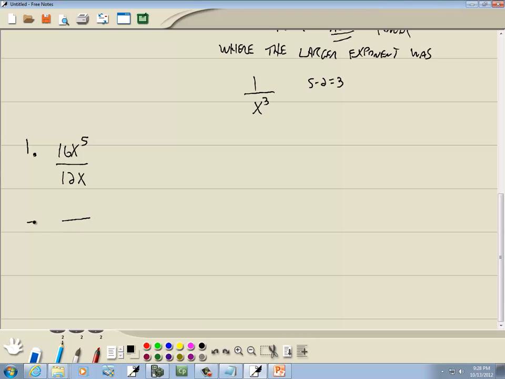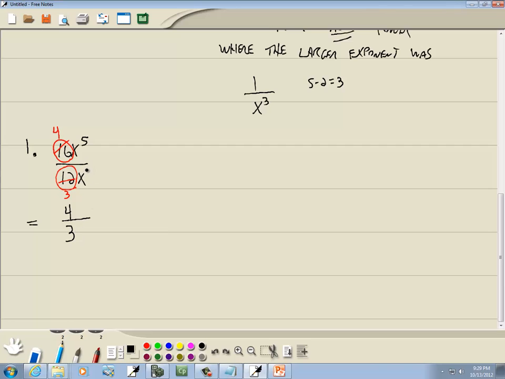Okay. Now numbers, you treat just like normal. So looking at 16 and 12, if you can divide both of them by the same number, do so. They're both divisible by 4. 16 divided by 4 is 4. 12 divided by 4 is 3. So we're going to have 4 over 3.